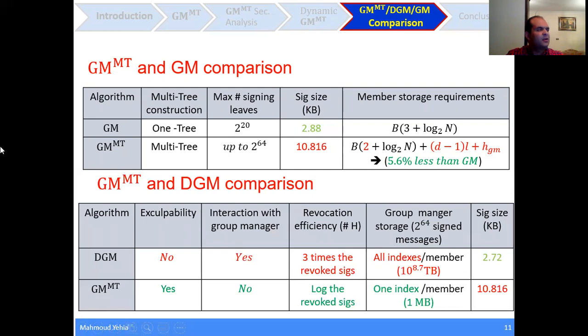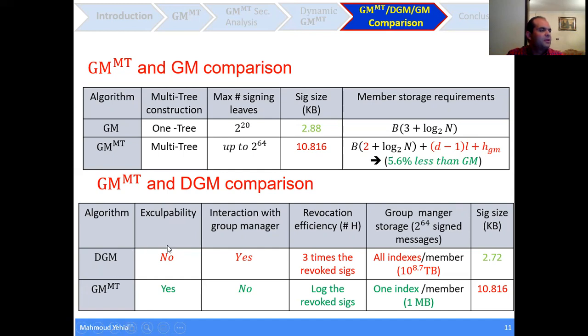storage less than the one used in the group Merkle scheme. And for the comparison with the dynamic group Merkle scheme, DGM doesn't achieve exculpability, where the group manager generates the one-time signing scheme keys for the group members, while our scheme GMMT achieves exculpability, where the group members themselves generate their one-time signing scheme keys.